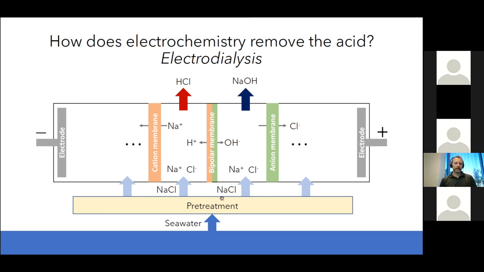So you can see if I flow salt, NaCl, up through the system, the result of this selective ionic flow across the membranes is I get hydrochloric acid and sodium hydroxide out of alternating compartments, okay? So I'm just using energy to take a salt into its constituent acid and base.